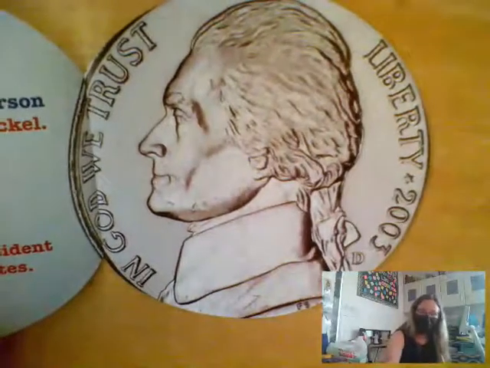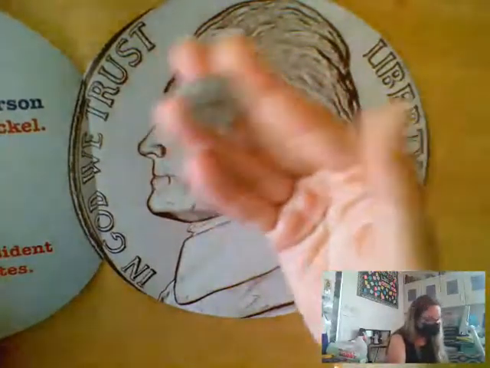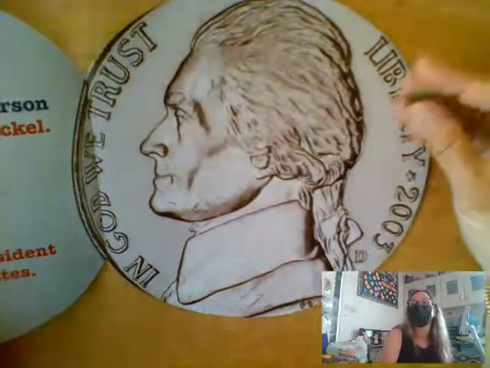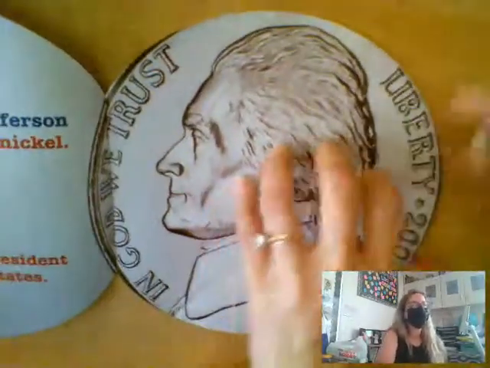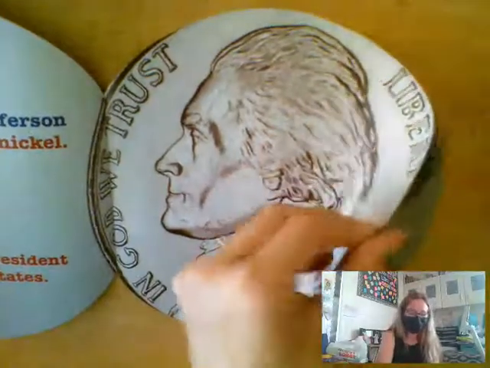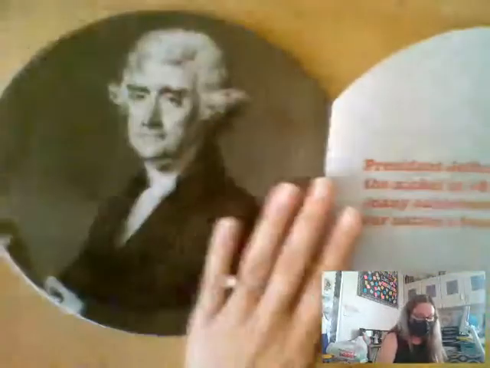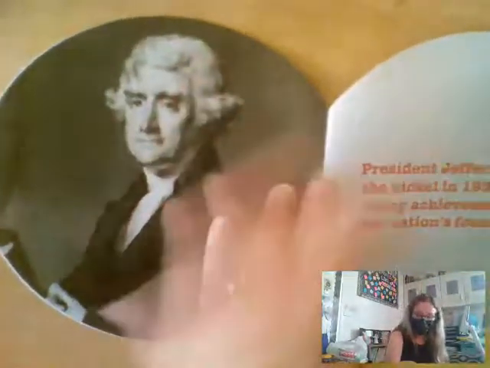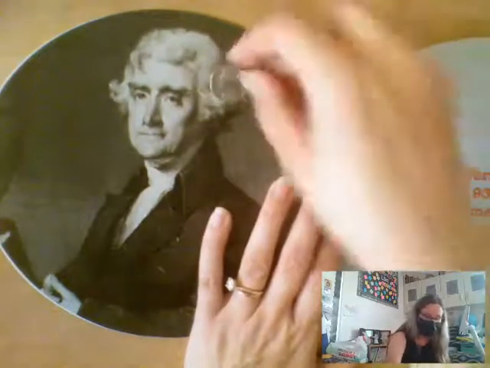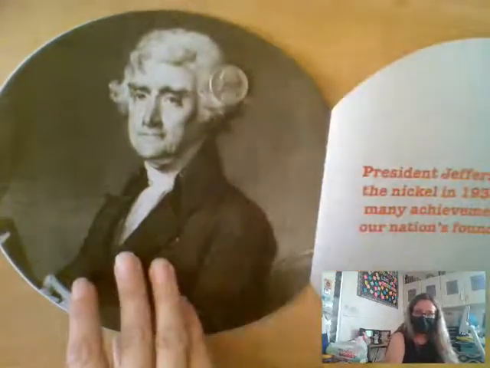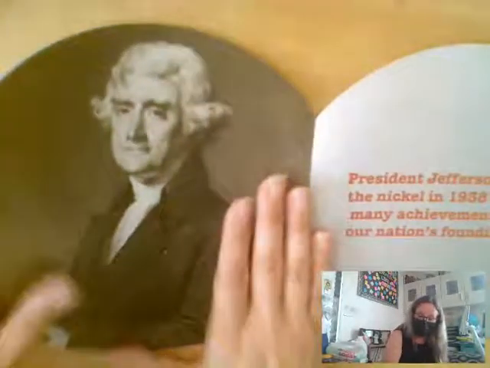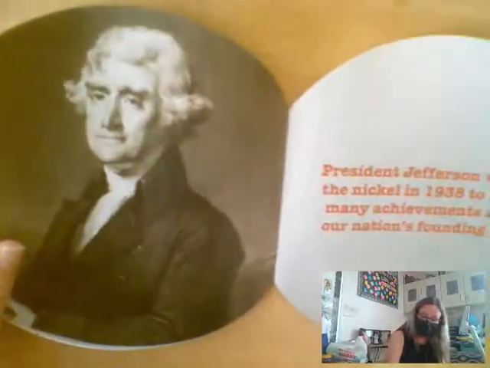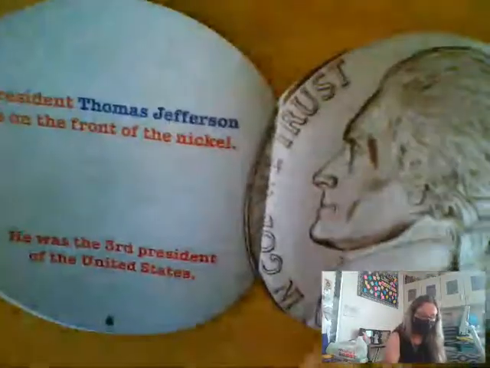So when you see the nickel, that is Thomas Jefferson. He was the 3rd president of the United States. Who was the first? Beckett? George Washington. Good job. So this is a real life picture of Thomas Jefferson. And here he is on the nickel. It says President Jefferson was put on the nickel in 1938 to honor his many achievements as one of our nation's founding fathers.